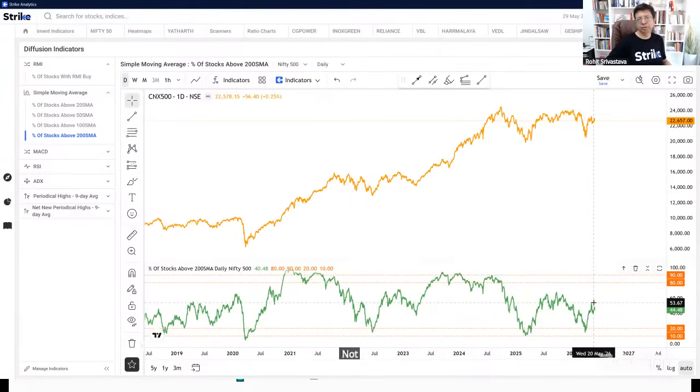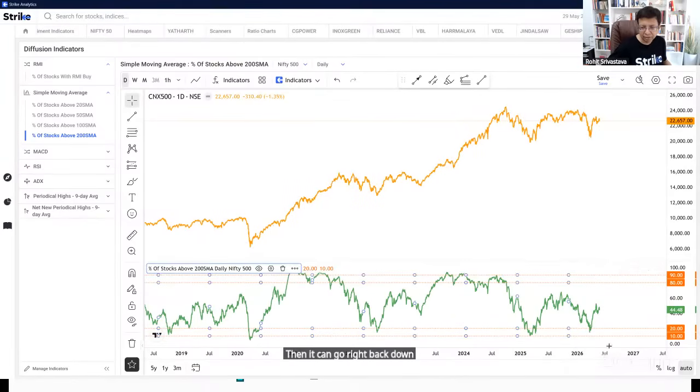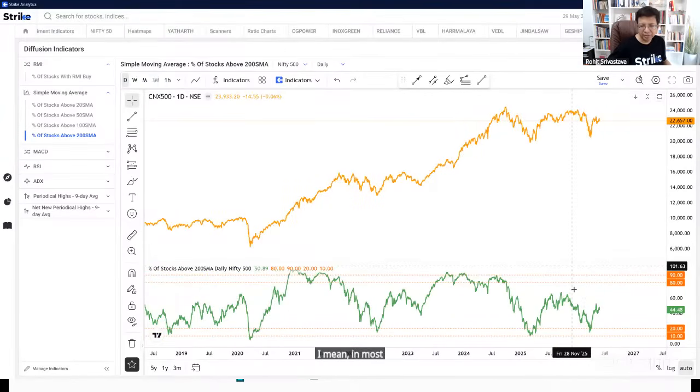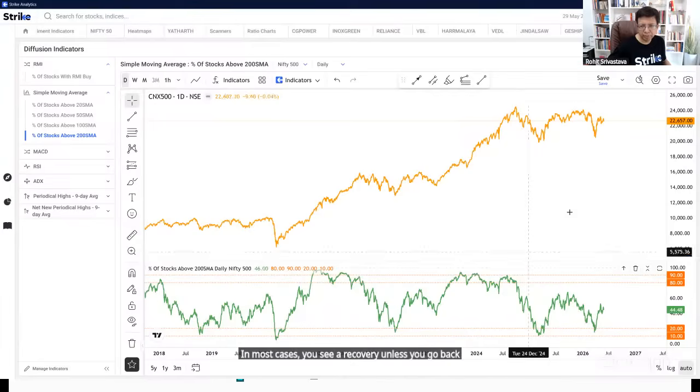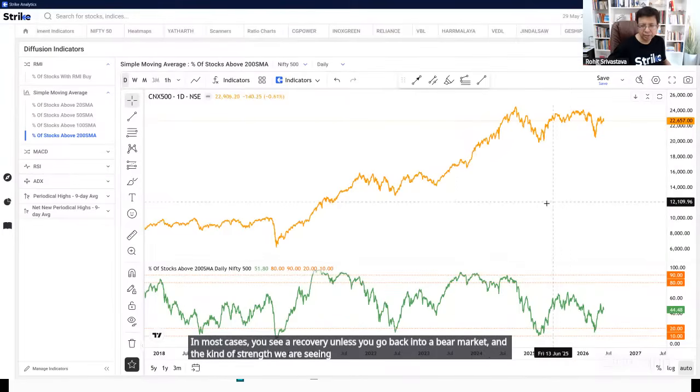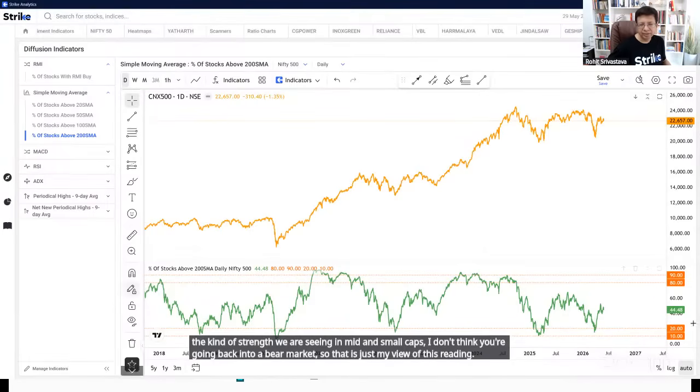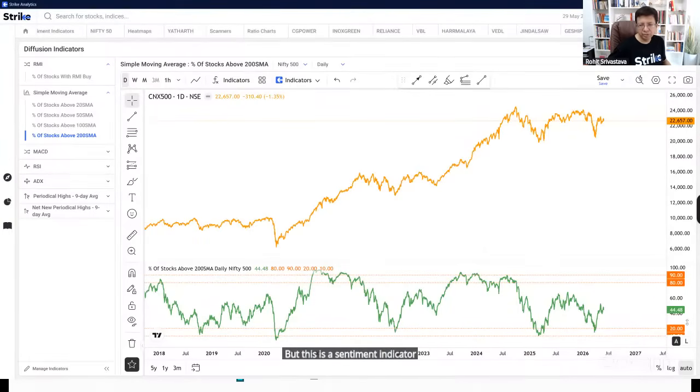Not necessarily. If you're in a bear market, yes, it can go right back down and sell off. But in most cases, you see a recovery unless you go back into a bear market. And the kind of strength we are seeing in mid and small caps, I don't think you're going back into a bear market. So that is just my view of this reading. But this is a sentiment indicator for long-term investors.